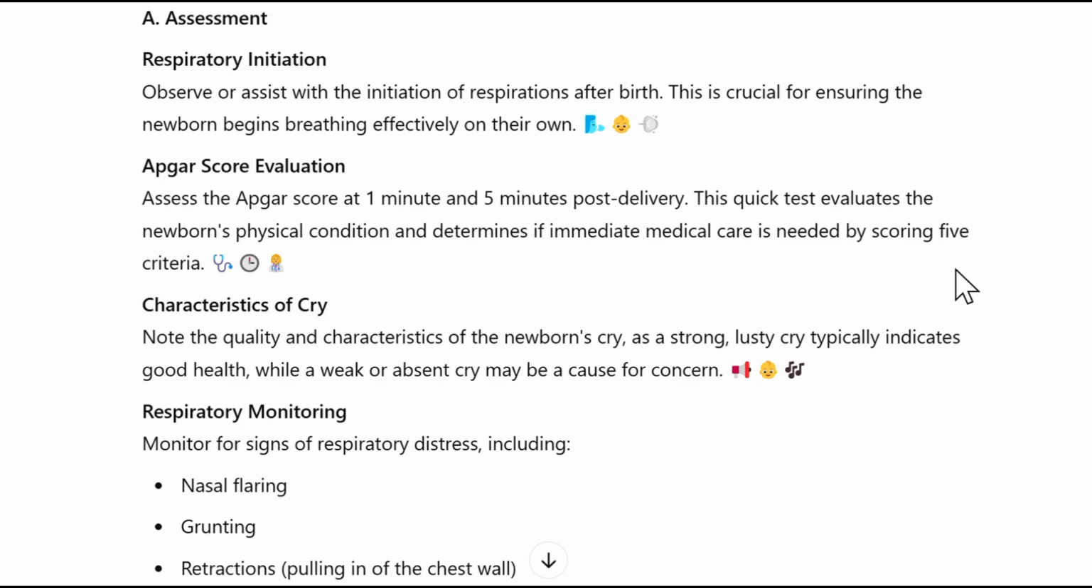Characteristics of cry. Note the quality and characteristics of the newborn's cry, as a strong, lusty cry typically indicates good health, while a weak or absent cry may be a cause for concern.